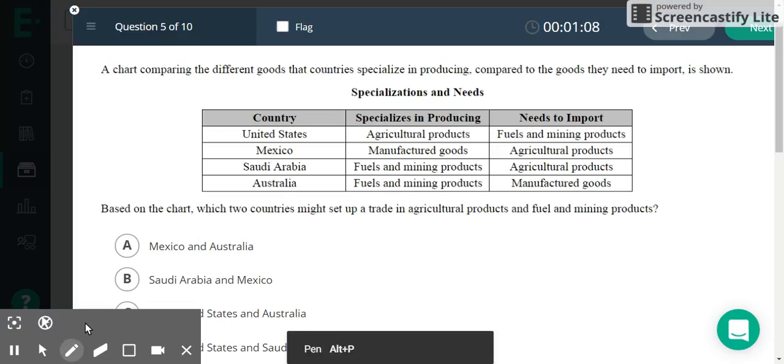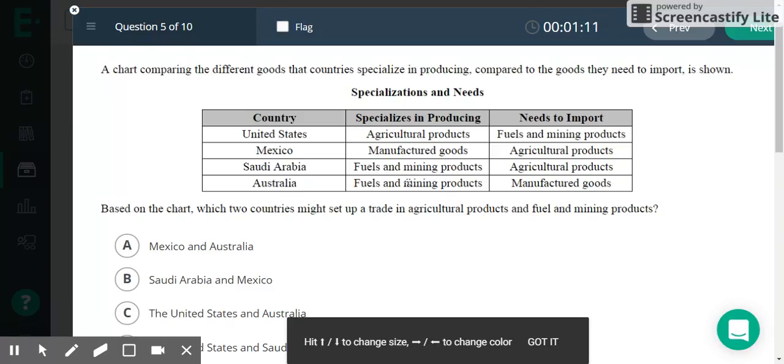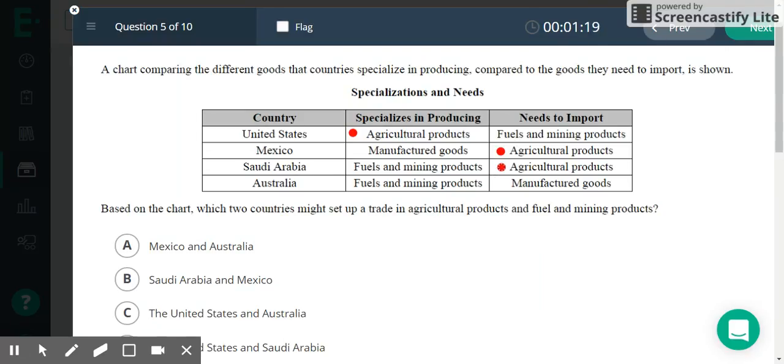And so we've got agricultural products there, agricultural products here and there. So if we're trying to set up a trade involving agricultural products, you can know that those are three that you're going to be focusing on, and you got to identify which of those two makes sense.